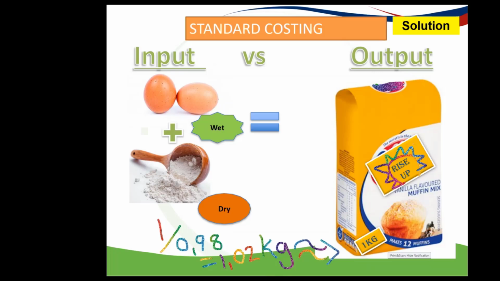40% of what goes into making my cake is going to be wet. 60% is going to be dry. Okay. And then in this question that we're going to do, we also know that there is a 2% normal loss. Okay, so we've got to put in extra to accommodate that normal loss. And like we said, we put that into our standard when we're setting up our standard because it's a normal loss and it's something that we expect.